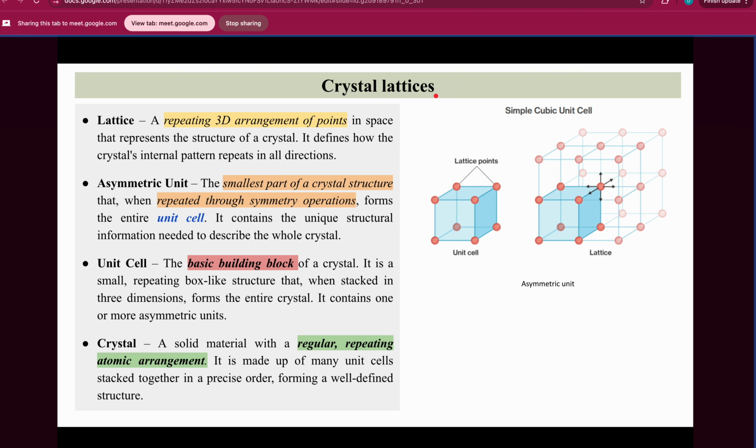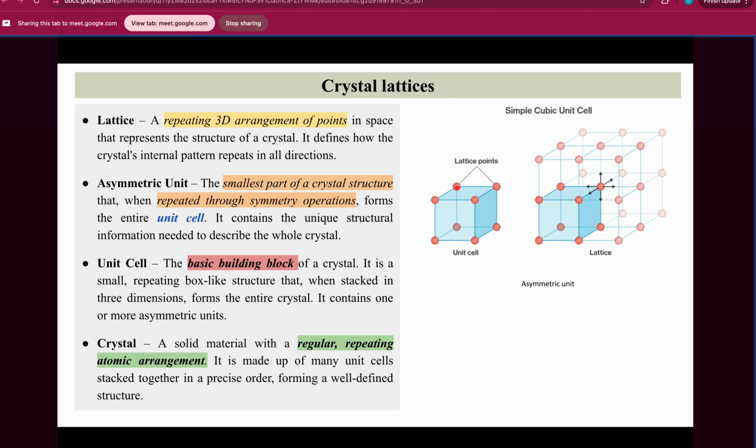Now we will talk about the crystal lattices: what the different types of crystals are, what actually crystals are, what a lattice means, what these points are and how we denote them. A lattice is a 3D arrangement of points. In proteins, different atoms are the points. These are points in space that represent the structure of a crystal, and they define how the crystal's internal patterns repeat in all directions.